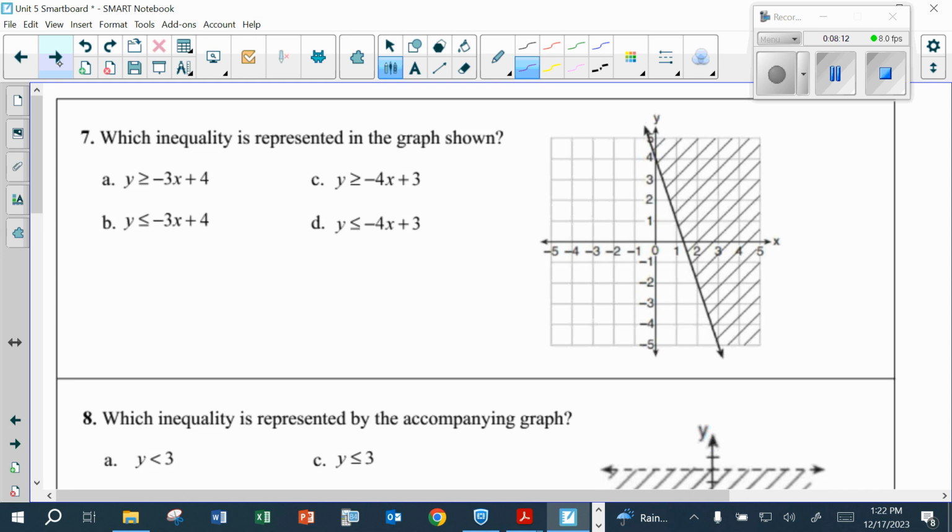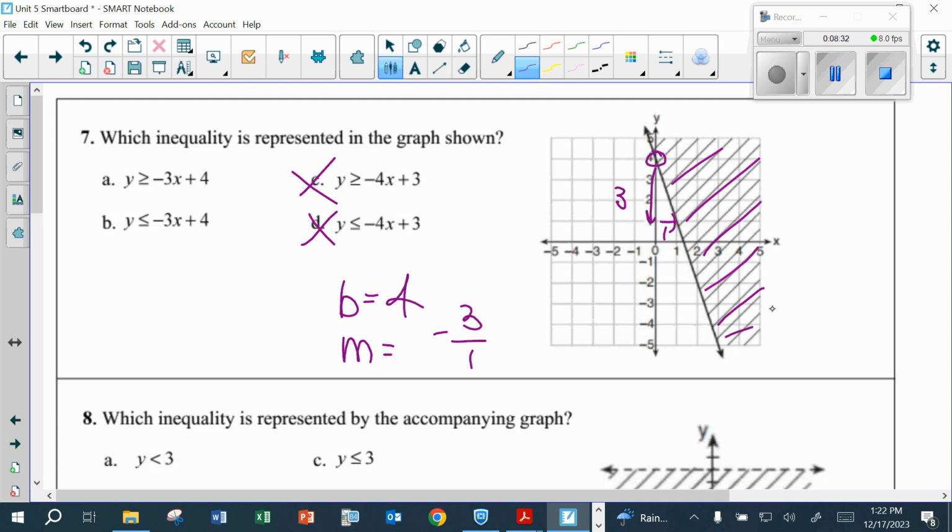Well, we can see here our b value is 4, and our slope is negative, down 3 over 1. So it looks like C and D are out, A and B are in. So we've shaded above. So that's going to be greater than or equal to.